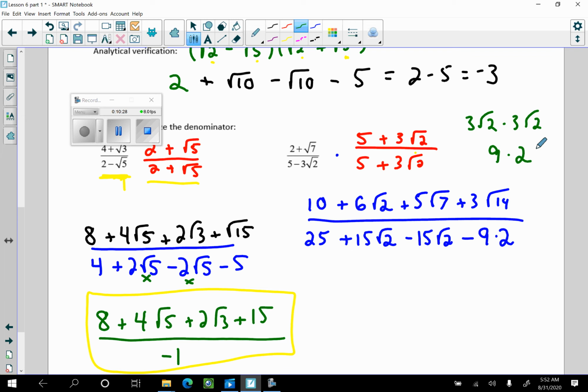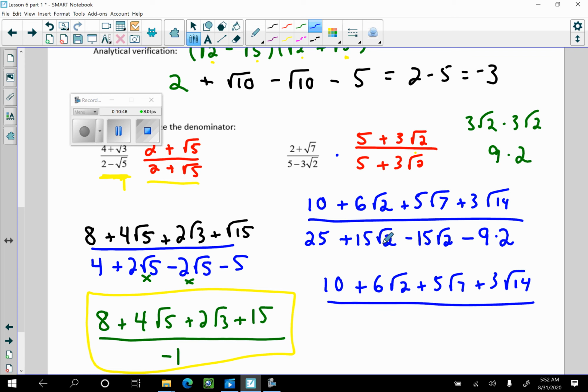And so let's rewrite it with the simplified bottom, and you have 10. Top is going to be 6 square root of 2. Nothing simplifies here. Plus 5 square root of 7. Plus 3 square root of 14. All over 25. These things subtract away. All over 25 minus 18.